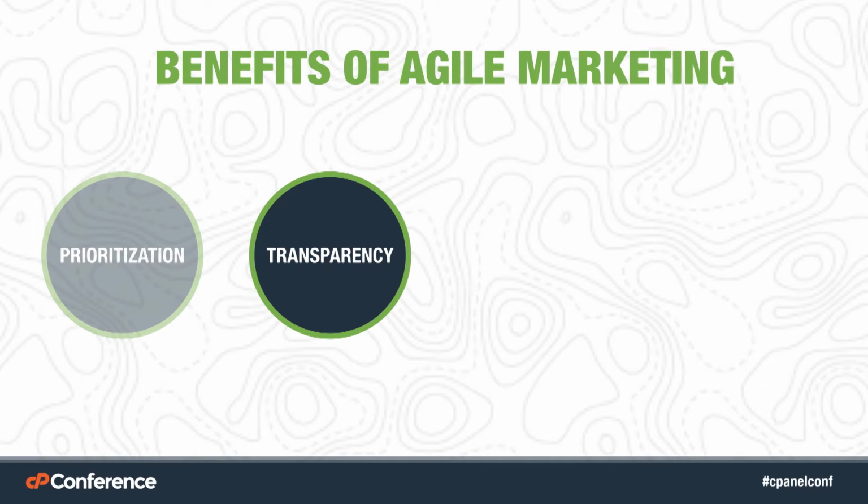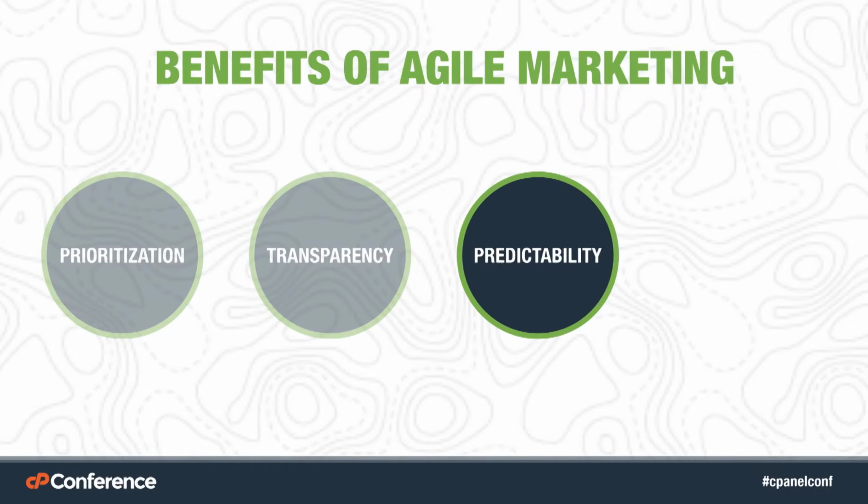Not only is the work transparent to the team, who's doing what, it's also transparent to the company. The way we do it here is we make our project board available to everyone in the company so that anytime anyone, stakeholders, anybody within cPanel can come and see what the marketing team is working on during any given period. It's also very predictable.